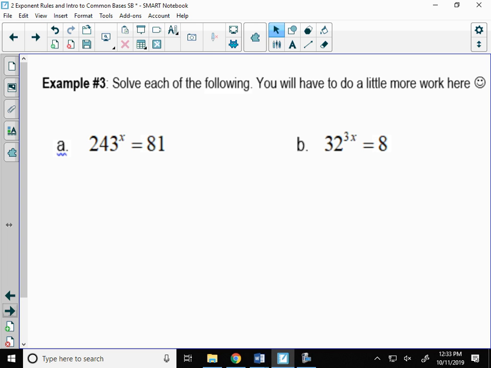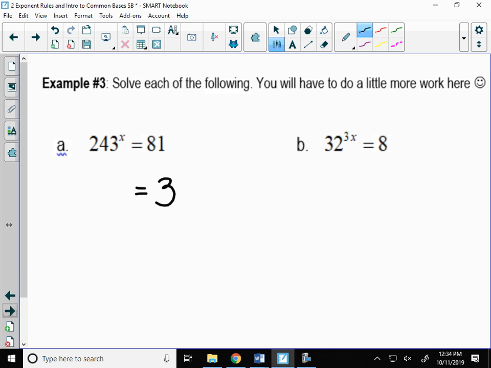What do you think, Stephen? 3. All right, and some of you might have been thinking 9, right? But if you were thinking 9, 9 to what power gives you 243? It doesn't. That's why 9 doesn't work. I could change 81 to 9, but there's no 9 to some power that gives me 243. So I'm going to change them both into a base of 3.